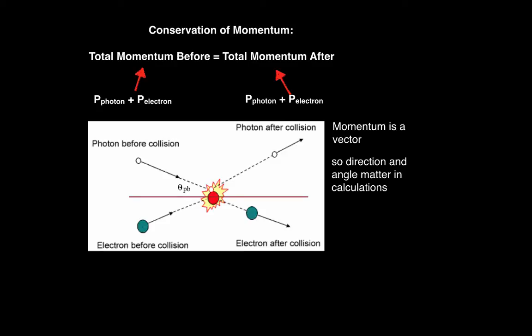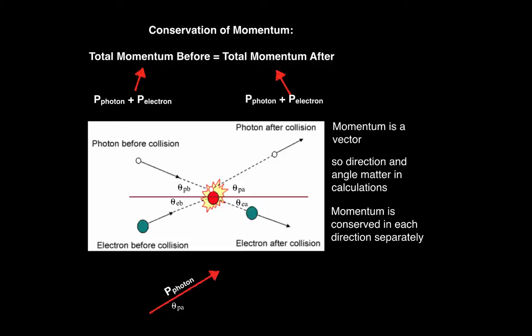We can draw a horizontal line down the center of the collision so we can measure the angle of each particle before and after the collision. Theta of the photon before the collision, theta of the photon after the collision, theta of the electron before the collision, and theta of the electron after the collision. Momentum is conserved in each direction separately, so we have to find the components of the momentum in both the x and y direction. Let's look at the momentum of the photon after the collision. It has a y and x component. Since the y component is opposite to the angle, we can use sine. Momentum in the y direction is equal to the momentum of the photon times sine theta.